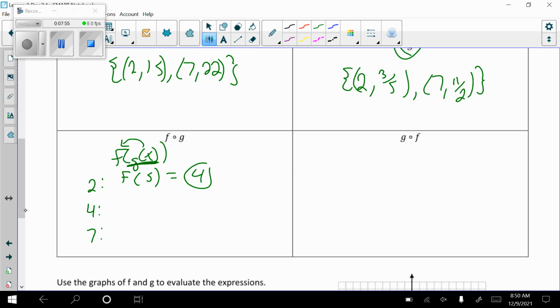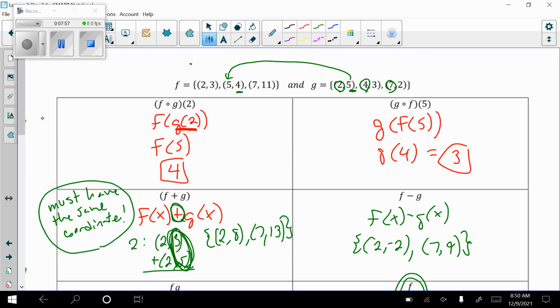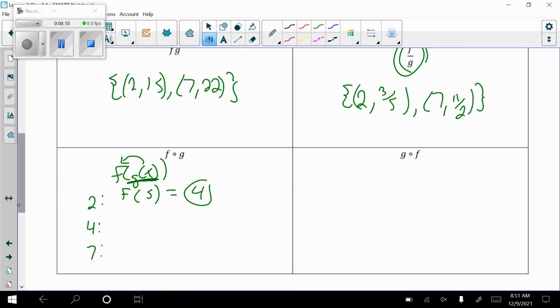Okay, so let's do this again. So we've got a 4. So my y coordinate for 4 is 3. But notice when I come over here, there's not a 3 for my x coordinate. So this is where the undefined comes up. There's no matching x coordinate. So this is going to be undefined.